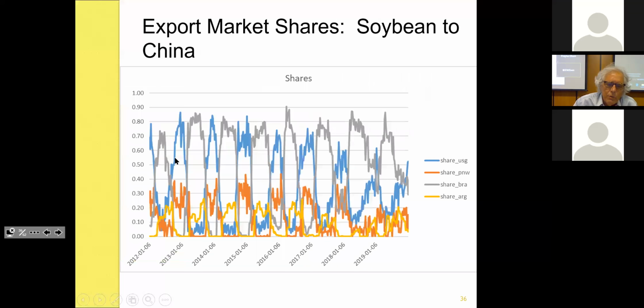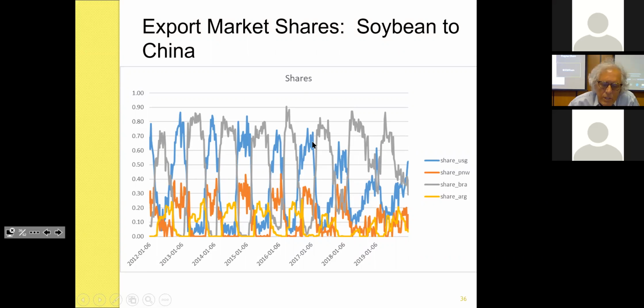And a few highlights I want to point out to you: this goes back to 2012 until current. So the gray line is the Brazilian market share. Number one, you can see those market shares are highly seasonal. Brazil peaks out, you can't see the months, but Brazil peaks out in market share in March through about June, and then they fall off. The blue line is exports from the US Gulf, the orange is the exports from the Pacific Northwest.